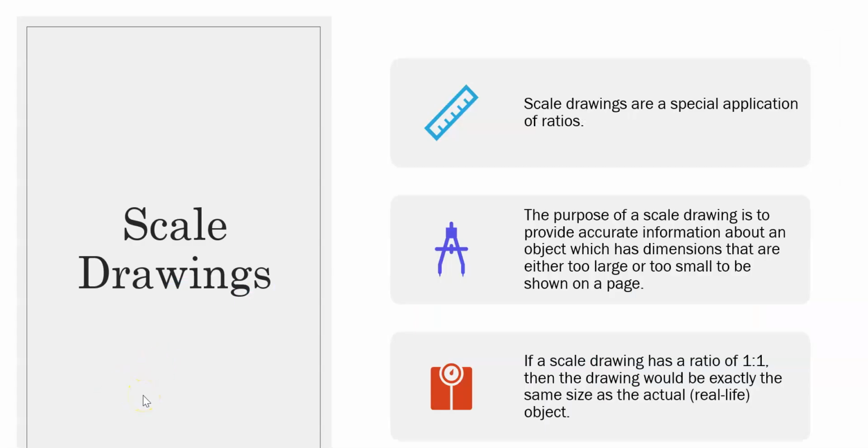Okay, so when we come to our scale drawings, they are special applications of ratios. Okay, so we've looked at what ratios are, now we're actually using them. The purpose of a scale drawing is to provide accurate information about an object which has dimensions that are either too large or too small to actually fit on the page. If a scale drawing has a ratio of 1:1, then the drawing would be exactly the same size as it is in real life.